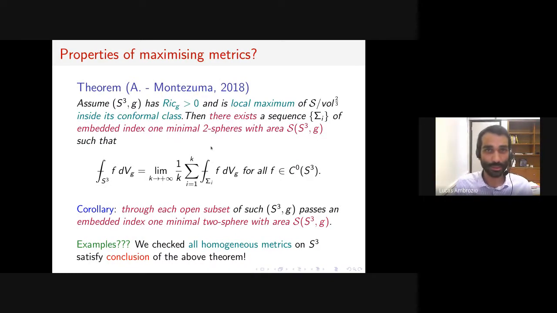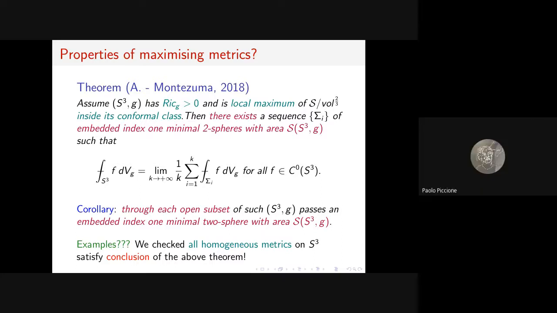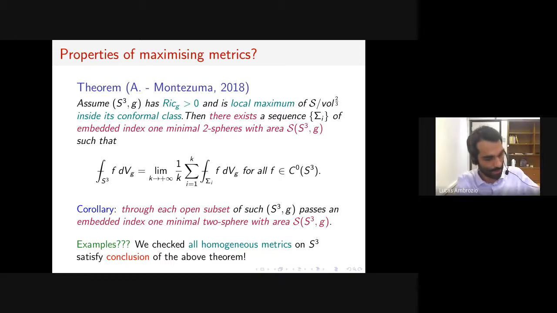The most precise notion of abundance of minimal spheres that we can write down. But this corollary is already interesting, right? Very non-trivial. So, for example, ellipsoids are certainly not maximizing metrics, because in some ellipsoids, the only minimal two spheres are the ones that you get by intersecting the ellipsoid with the coordinate planes. So there are too few minimal two spheres in such metrics for them to be maximizing metrics. So this is the moral of the story. If you have a maximizing metric, you should see lots and lots of minimal two spheres going everywhere in the ambient metric. Thank you.